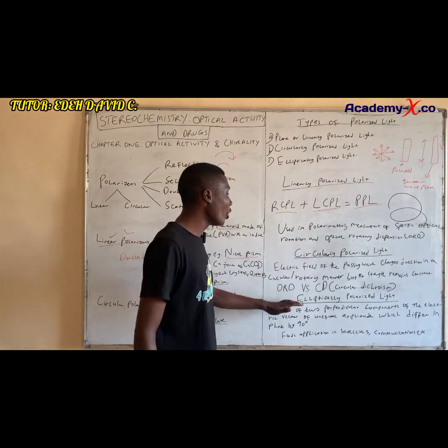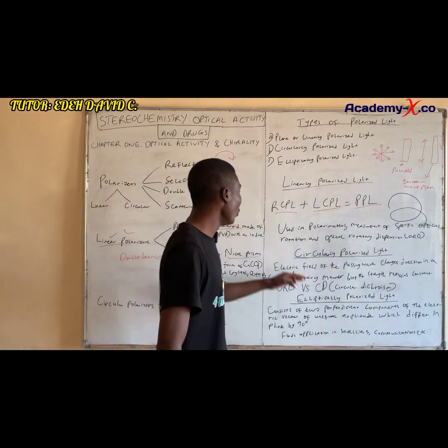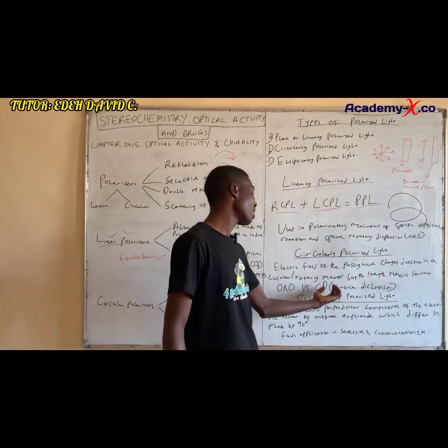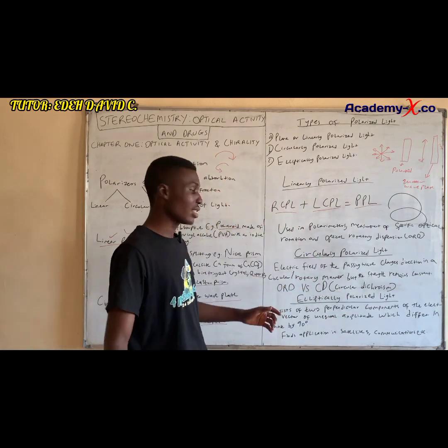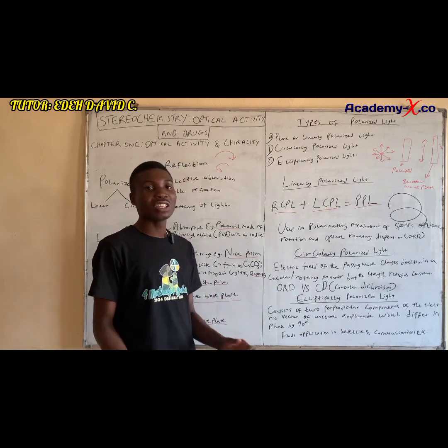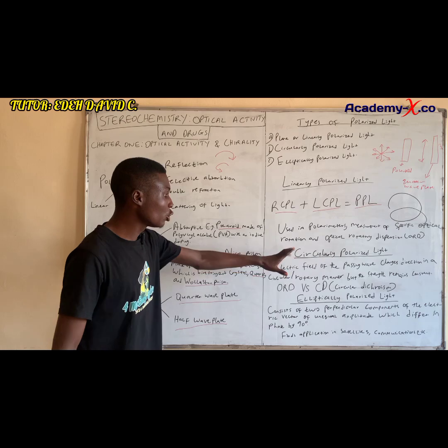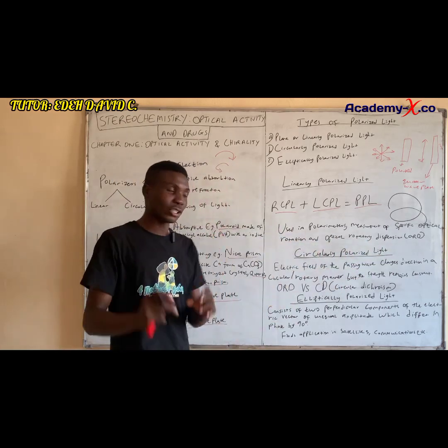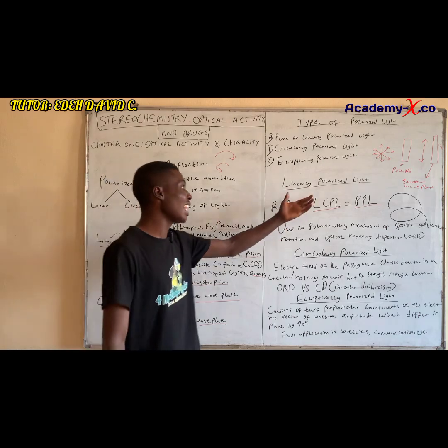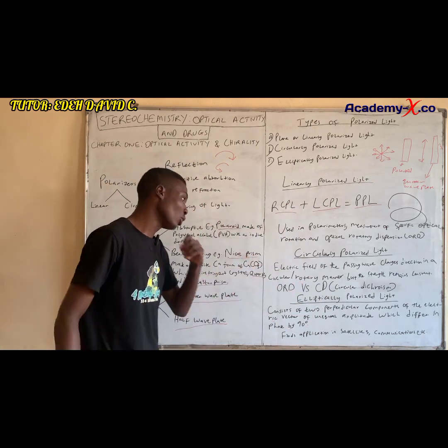Now we have ORD and CD. ORD is optical rotatory dispersion, which is for linearly polarized light, and we have CD, which is circular dichroism, which is for circularly polarized light. Now you see, ORD is based on dispersion. It is a dispersive type of feature. Optical rotatory dispersion tells you that it's dispersive. What it simply means is that the linearly polarized light is dispersed on contact with the particular matter that is being talked about.